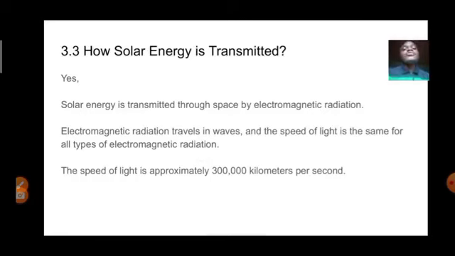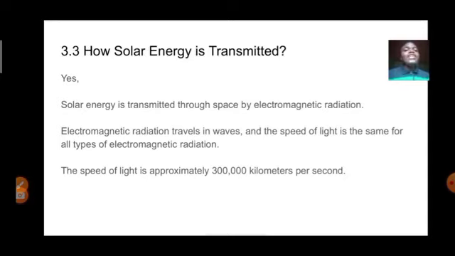And the next slide here, we're going to be talking about how solar energy is transmitted. How is solar energy transmitted? Yes, solar energy is transmitted through space by electromagnetic radiation. We have heard that. We have talked about electromagnetism before. We have looked at the electromagnetic spectrum. So that is how solar energy is being transmitted from its source, which is the sun itself.